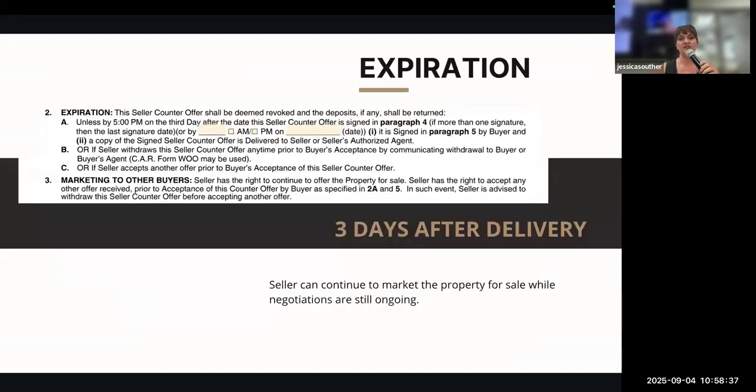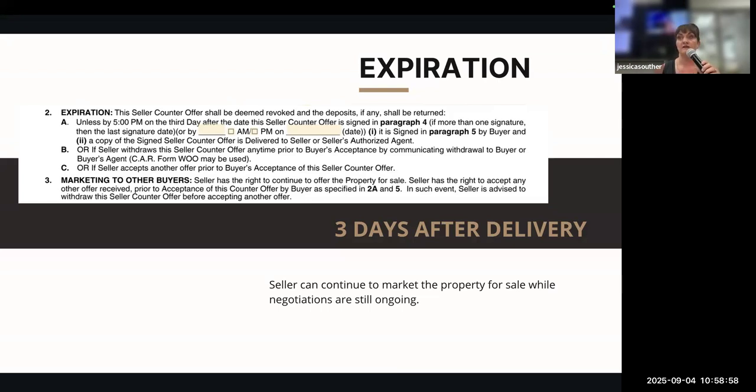All right, expiration. So 3 days after delivery, your seller's going to sign this. You're going to give it back to the buyer side. As soon as it hits that buyer agent's email, that's the date of delivery. 3 days after that, at 5 p.m. on that third day, is when this expires.